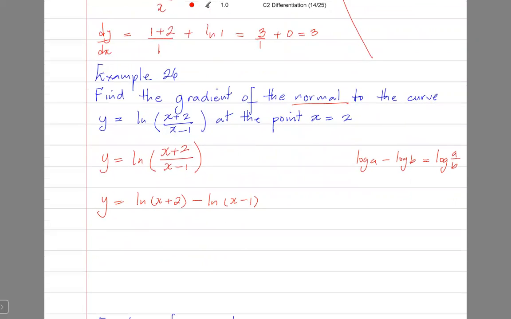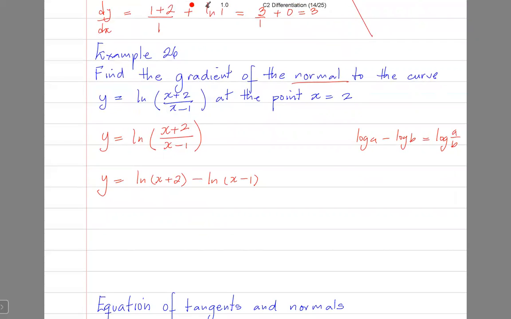Now, what I have to differentiate now is ln. When you differentiate ln x, you're going to get 1 over x. So dy/dx is equal to 1 over (x plus 2), and then you multiply it by the differential of the inside function, which is 1. Then minus 1 over (x minus 1), multiplied by the differential of the inside function, which is also 1.